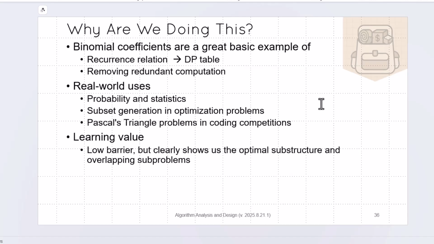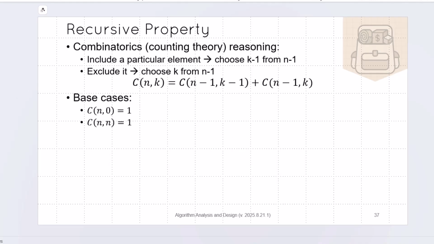Binomial coefficients are a great, basic example of a recurrence relation leading to a dynamic programming table. We remove the redundant computation. For real-world uses, we use it in probability and statistics, subset generation, optimization problems, and Pascal's triangle problems in coding competitions. The learning value is that it's a low barrier, but clearly shows us the optimal substructure and overlapping subproblems. So that's one of the reasons we're doing this. Why are we even learning it?